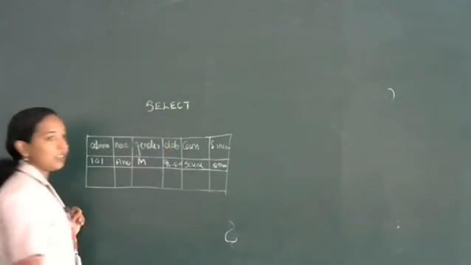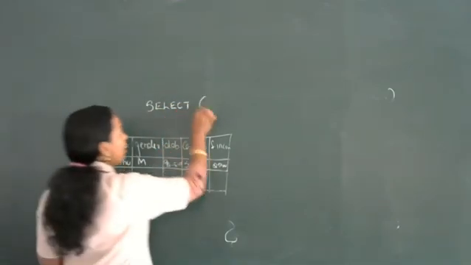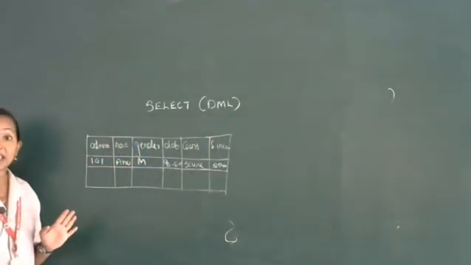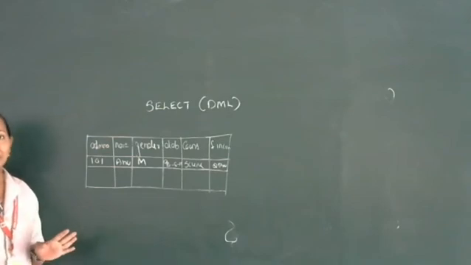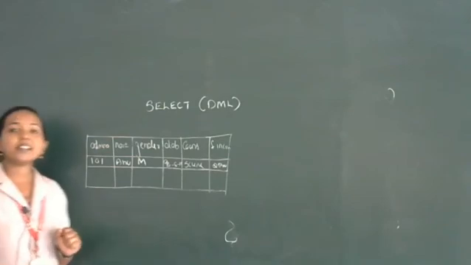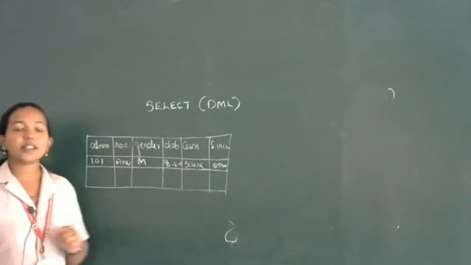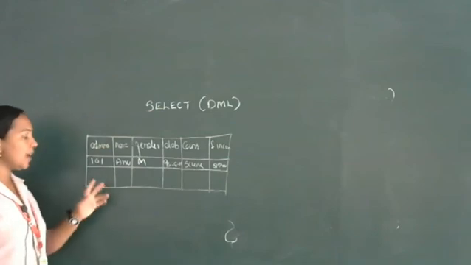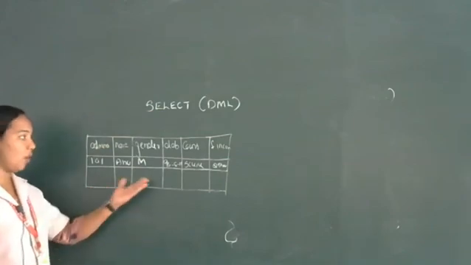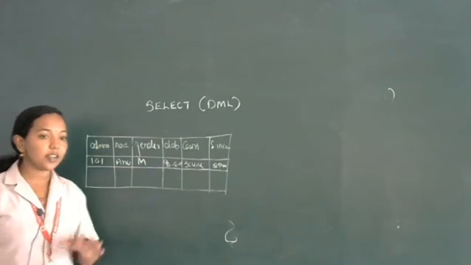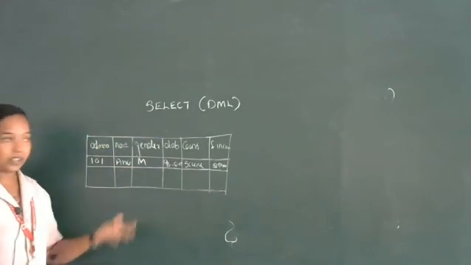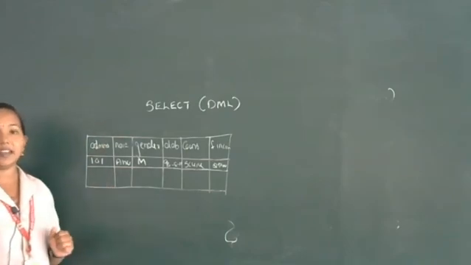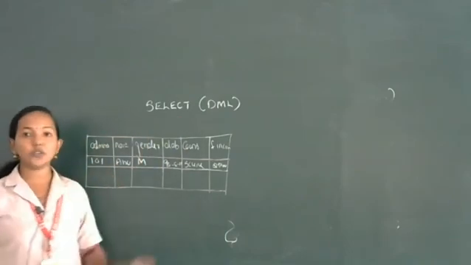Which command are we using? Select command. It belongs to the DML category, data manipulation language. What is the speciality of the select command? Using select command we can retrieve values from a table. Suppose I want to display all these values. Using insert command we can insert values into the table. Then using select command we can extract those values and also display them. That means it belongs to the view level.